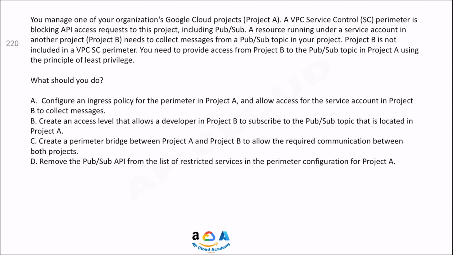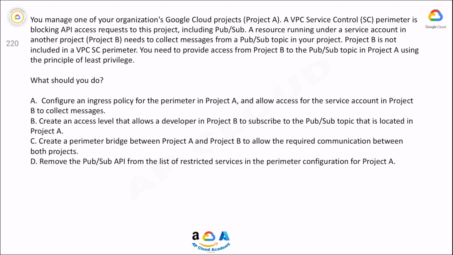Question number 220. You manage one of your organization's Google Cloud projects, Project A. A VPC service control (VPC SC) perimeter is blocking API access requests to this project, including Pub/Sub. A resource running under a service account in another project, Project B, needs to collect messages from a Pub/Sub topic in your project. Project B is not included in a VPC SC perimeter. You need to provide access from Project B to the Pub/Sub topic in Project A using the principle of least privilege. What should you do?